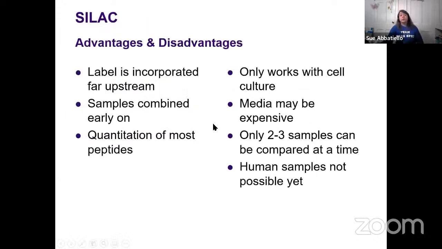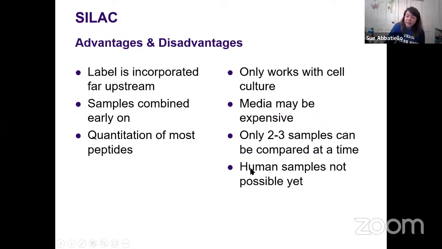So this quickly goes over the advantages and disadvantages of SILAC. The advantages are that the label is incorporated very far upstream and the variability is accounted for through this. The samples are combined early on, and the quantitation of most peptides is possible as long as you see the presence of the light and the heavy, or two out of the three if you're doing a three-way. Unfortunately, this only works the way it's been designed with cell culture, and the media may be expensive, and only two or three samples can be compared at a time.